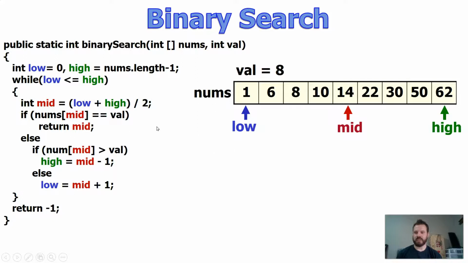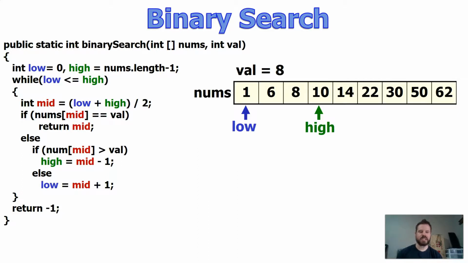So at this point, we're going to check if the value at nums at mid is equal to the value, 8. We'd return that. That's not, it's equal to 14. So or else, what are we going to do? If the value of nums at mid is greater than the value, 8, we're going to adjust. In this case, it is. 14 is greater than 8, so we're going to adjust our high value to mid minus 1. So in other words, high is going to move from the end of the list to 1 less than our mid value.